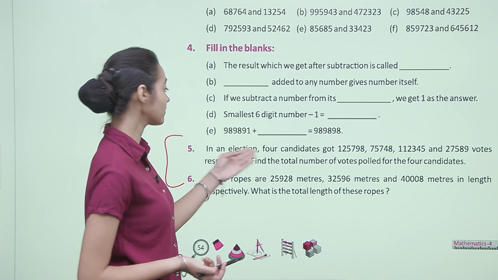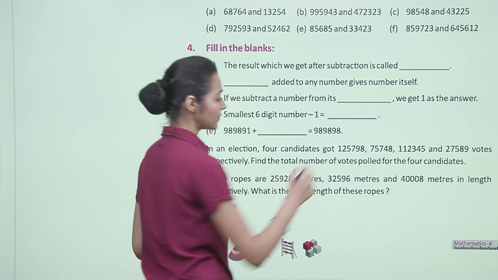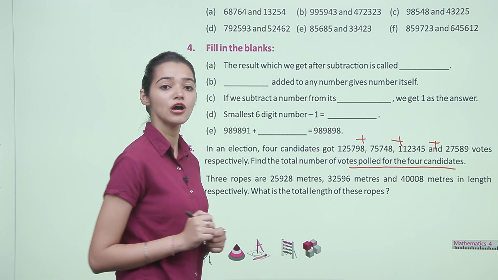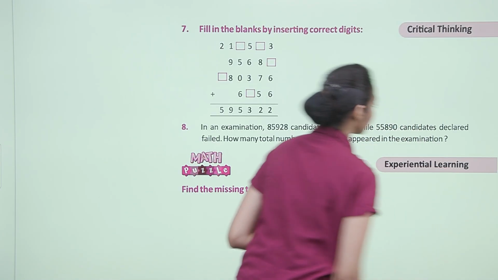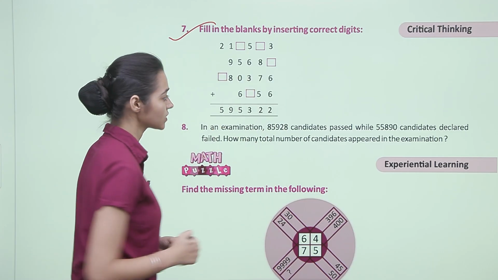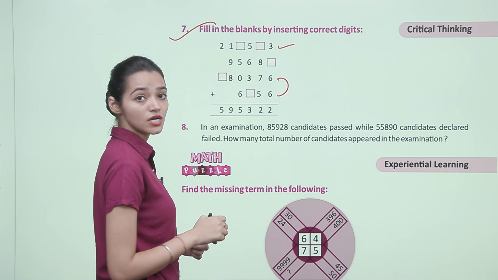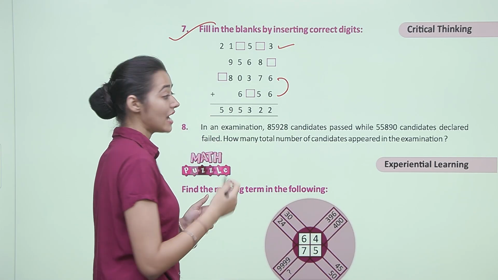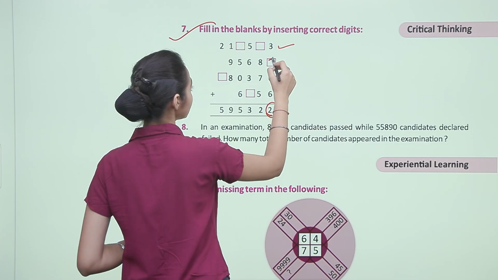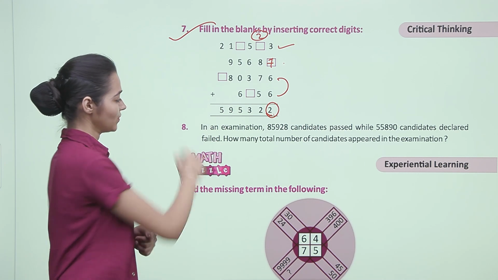Now in the fifth one, we are told that in an election 4 candidates got this many votes. Find the total number of votes. That means we will add all the 4 numbers and we will get the total number of votes for the 4 candidates. Next we have to fill in the blanks by inserting correct digits. So 6 plus 6 is 12 plus 3, that is 15, and we get our answer here as 2, that means 15 plus 7. So here we get our 2 carry. That's how you have to complete the remaining part.